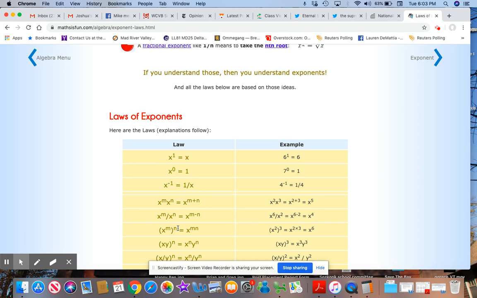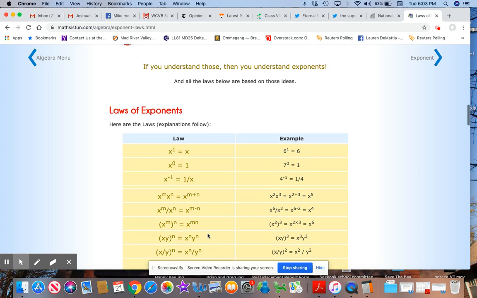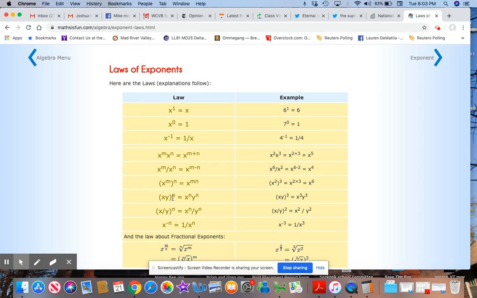When you have one exponent outside of an exponent, so x to the second to the third power, you multiply these two. So if it's x to the 5th to the 4th, it would be x to the 20th. So it's whatever the exponent inside is times the exponent outside. Those are the major ones.